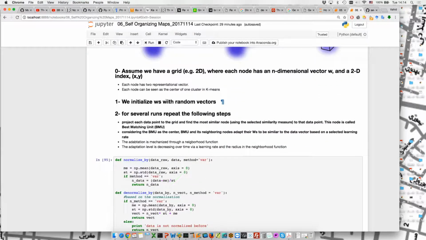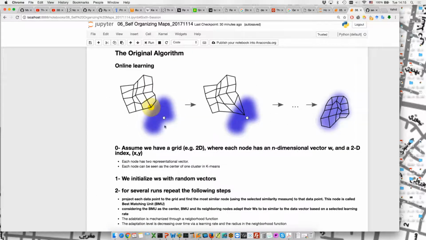So like the k-means example, we initialize these w's with random vectors, and then for several runs we do the following steps. Project one data point to this grid. Project each data point to the grid and find the most similar node using the selected similarity measure. If your data points are graphs, then you cannot use Euclidean distance; you should devise another method. But usually we assume that we have Euclidean space, so you can use Euclidean distance or any kind of Lp norms. Then you just project one data point.